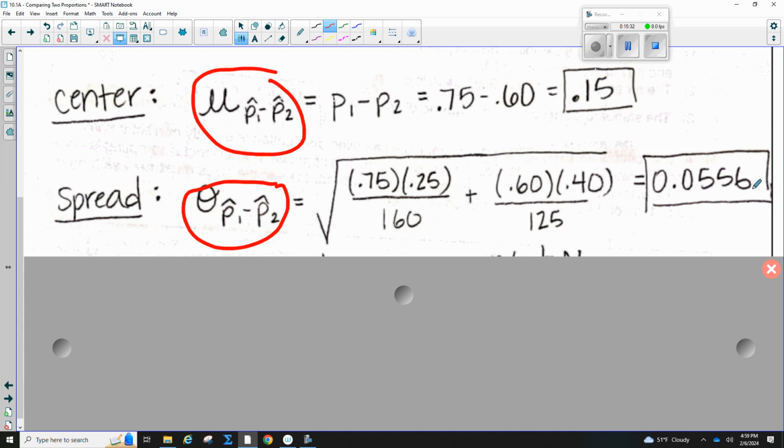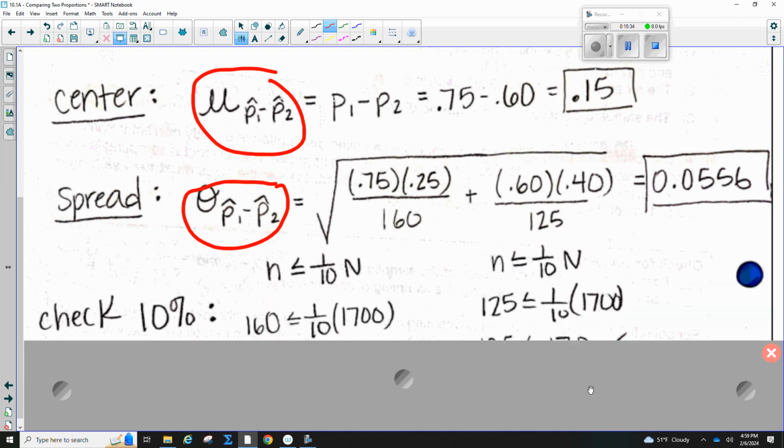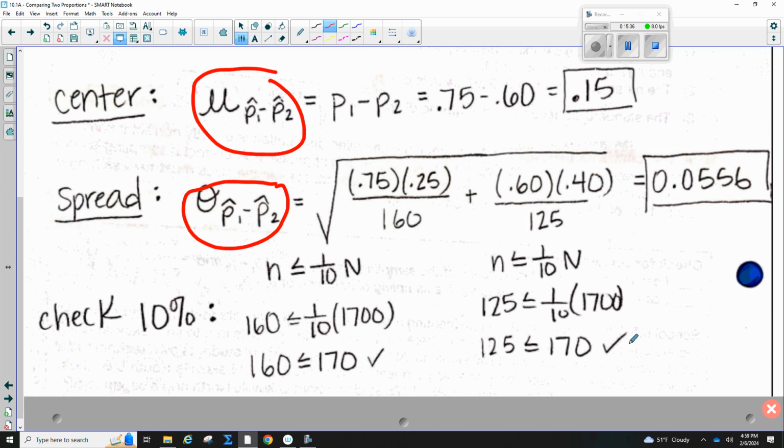And then don't forget, you have to check 10% for both. 160 is less than or equal to a tenth of, they did give us the population, 1,700 kids. And 125 is less than or equal to a tenth of, again, the population, 1,700 kids. So we are good to go.